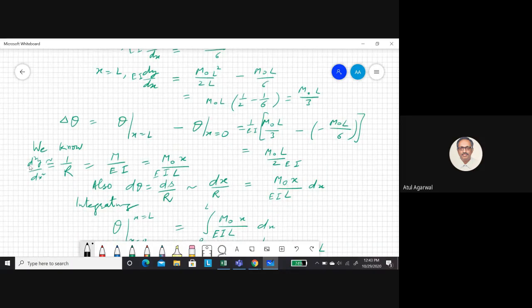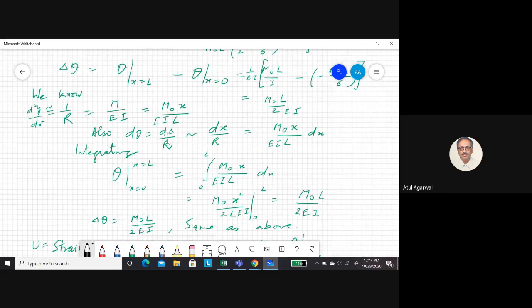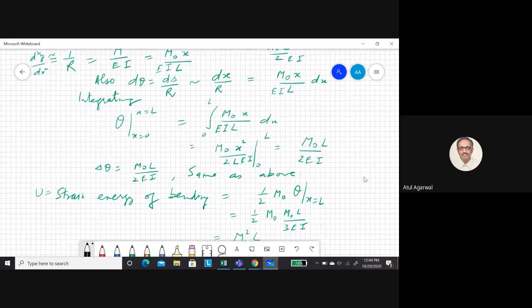And then this is another thing. 1 by R is equal to M by EI. This was your M. So d theta is given by this expression. Simple integration can give you the d theta change. This I had explained to you in some other problem. So this integration, just the bending moment integration, gives you the change in angle, the rotation angle between the two cross-sectional planes.